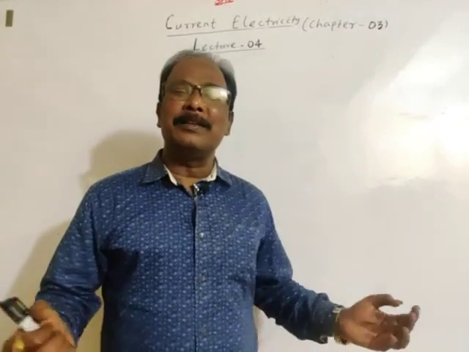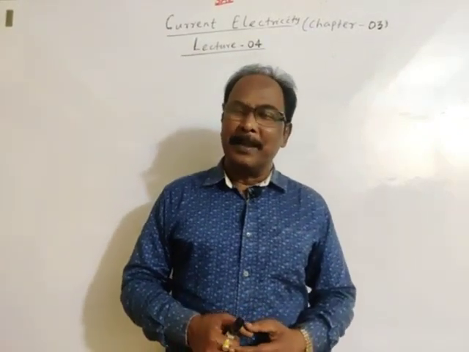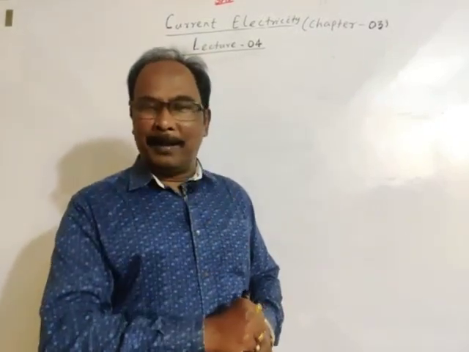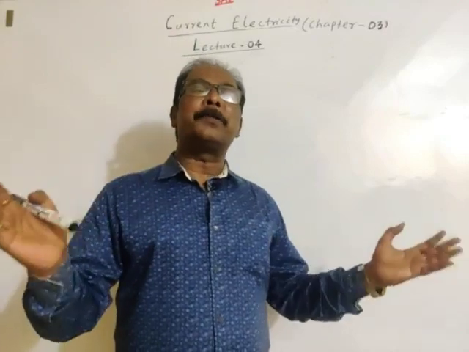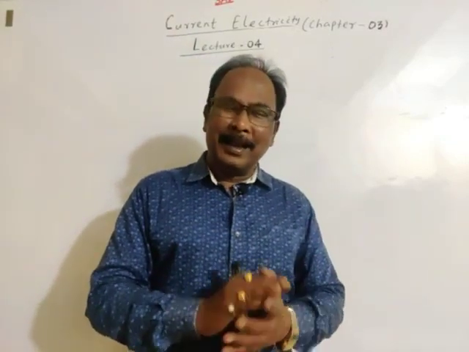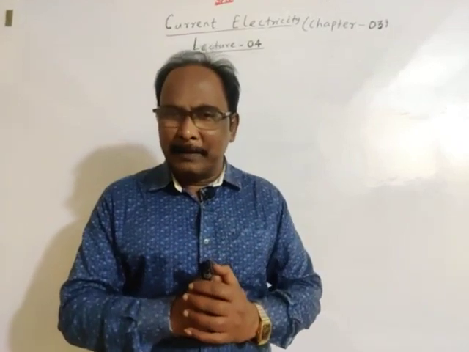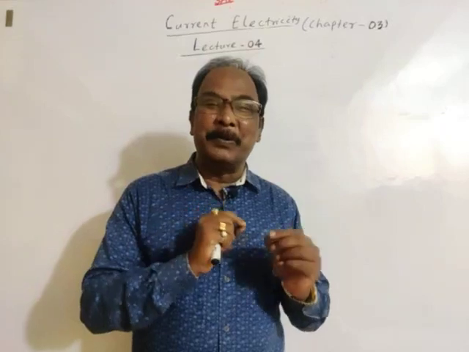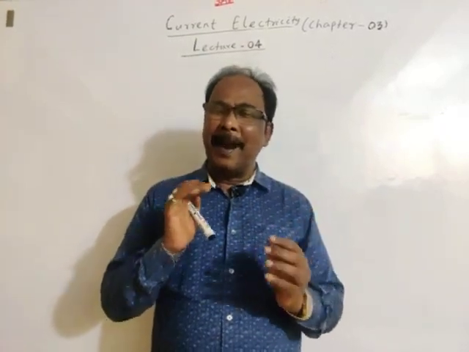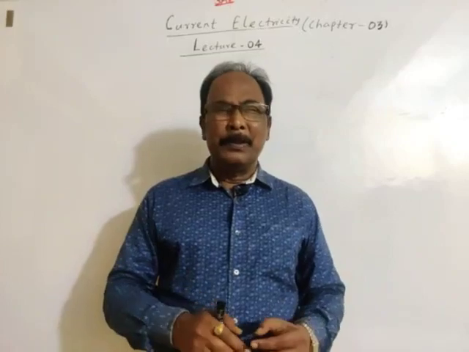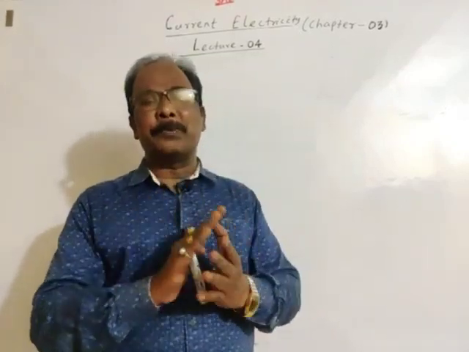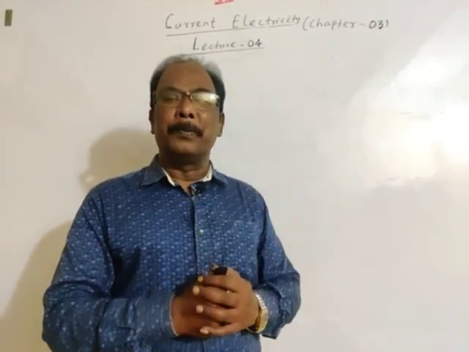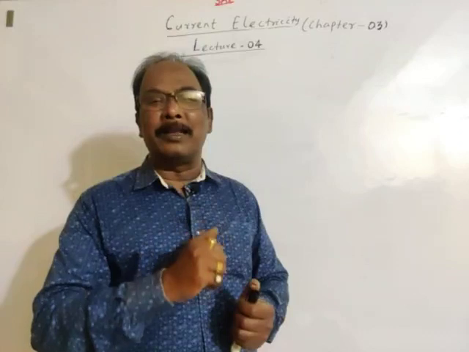This is lecture number 4 on the chapter. In previous lectures we have discussed the fundamentals of electric current, the types of electric current, the concept of drift velocity, and finally we have established a relationship between electric current and drift velocity. All the previous concepts we have already discussed are highly useful for the present and future discussions.